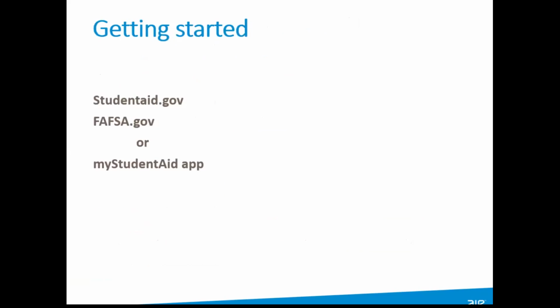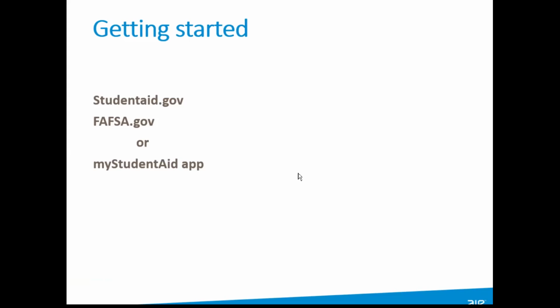So to get started with the FAFSA, there are two ways that you can do it. At studentaid.gov, which is the Department of Education website, there's a pull-down menu, apply for financial aid, and you'll find the FAFSA there. Or if you type fafsa.gov directly into your web browser, you'll go directly to the application. Or there's an app, the My Student Aid app. You can complete the FAFSA on the My Student Aid app.